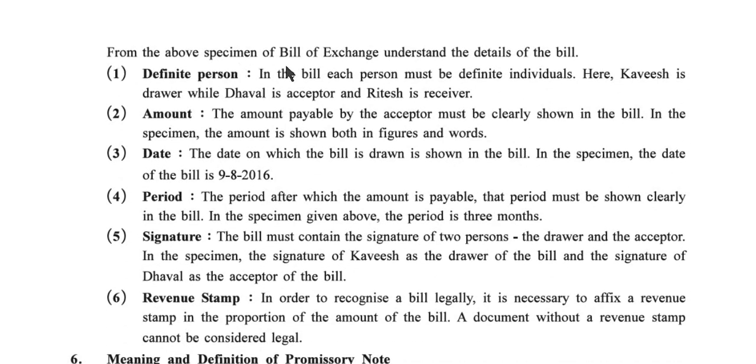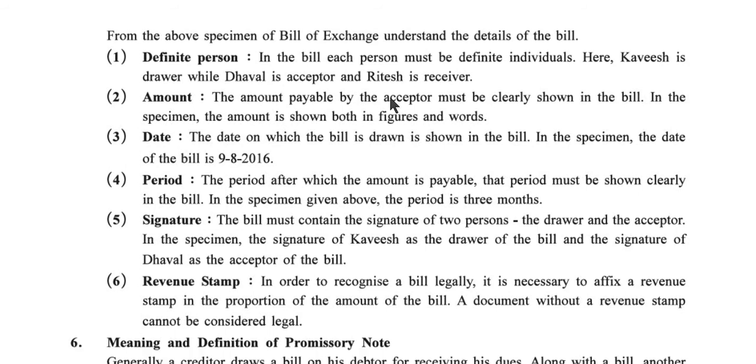Now, from the above specimen of bill of exchange, understand the details of the bill. First, definite persons. In the bill, each person must be a definite individual. Here, Kavish is a drawer while Dhaval is an acceptor and Ritesh is a receiver. It means here the money is received by Ritesh. Dhaval accepts to make the payment. And here Kavish drew the bill. So Kavish is a trader, Dhaval is the customer and Ritesh is the receiver of the money.